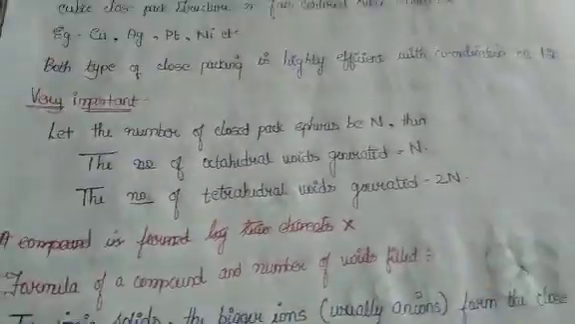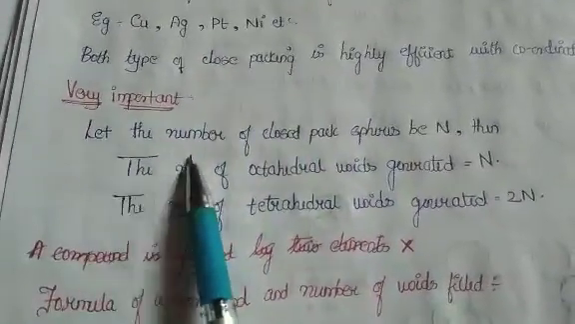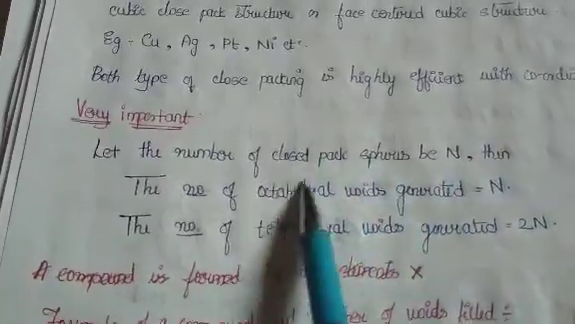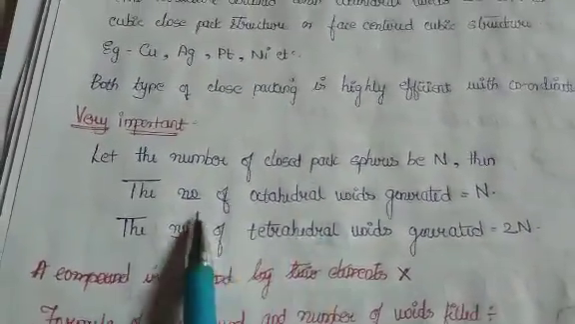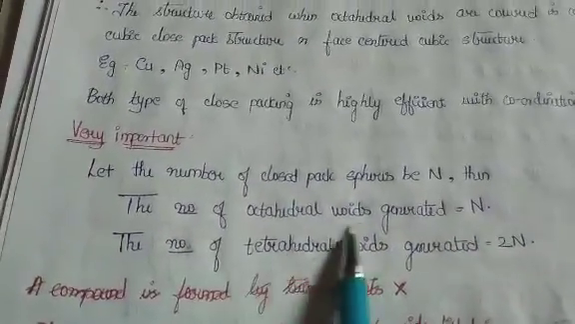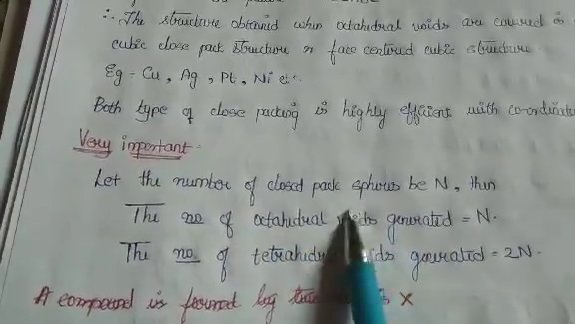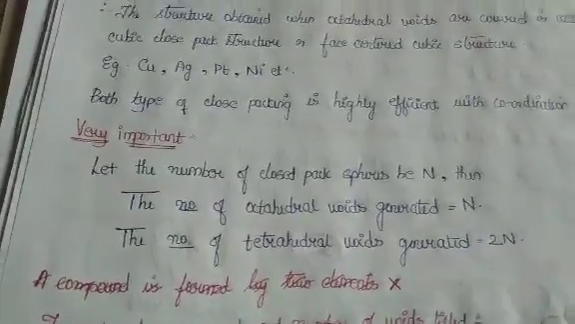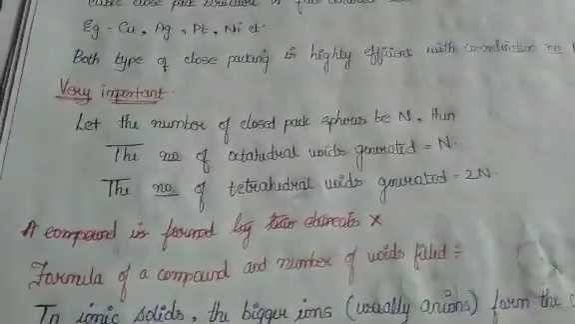Now the question arises with some calculations, but very important. So here you have to remember that if I consider the number of close pack spheres to be n, that is, how many spheres are there, let us take it as n, there is a general formula which says that the number of octahedral voids generated will also be n. If the number of spheres is n, the number of octahedral voids in that structure will also be n, whereas the number of tetrahedral voids will be 2 times n. This is very important in solving our problems.